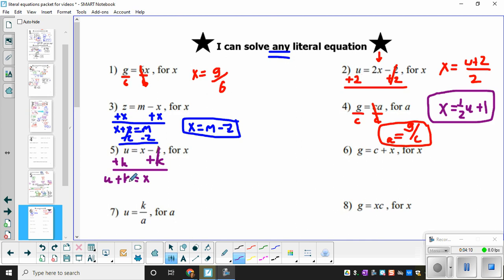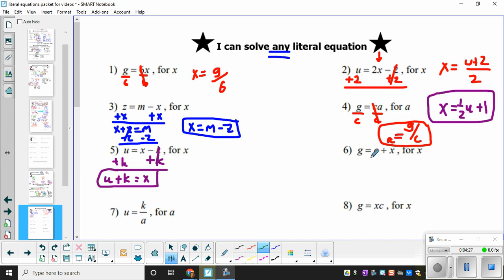It wouldn't be wrong to put k plus u. And technically, I guess alphabetical order should win, so technically it should be k plus u. But addition is commutative, so that answer right here is fine. And next school year, it won't matter how you put it. If you have k plus u or u plus k, that's fine.